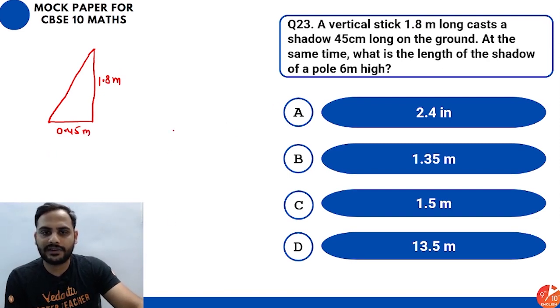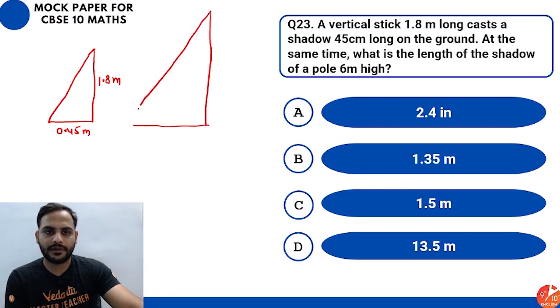At the same time, what is the length of the shadow of a pole 6 meter high? The pole right now is 6 meter high. Pole is how much high? 6 meters. What will be the length of the shadow? So the pole is 6 meters high. This length we need to find out, x.